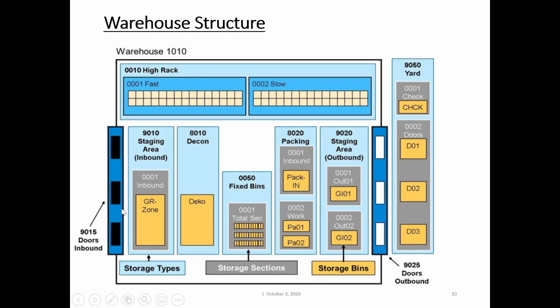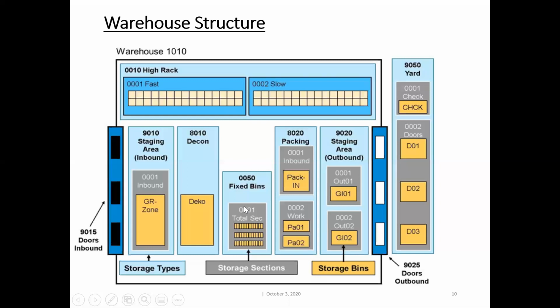So we have the doors, because when the truck comes to the warehouse, the truck will have to be assigned to the door where it is going to unload the products. Okay, the products would then be unloaded into the staging area. Then from the staging area, it will be moved into the deconsolidation. So the deconsolidation concept is that if you have two different products coming in the same pallet, then you may have to segregate the two products and store them separately in a bin.